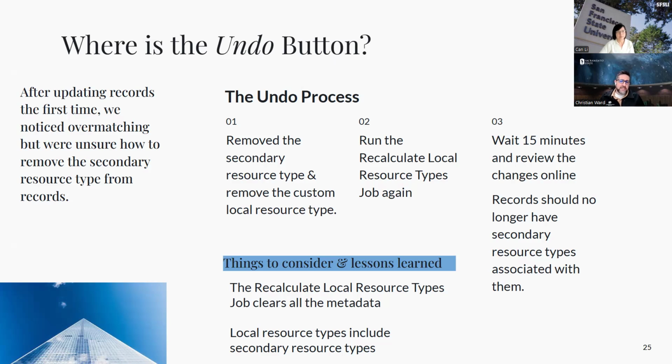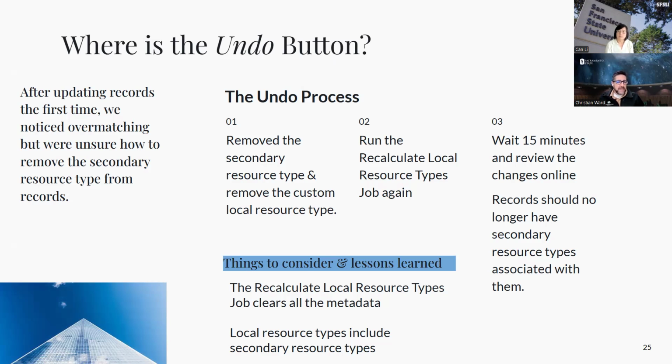So the first thing, we have to understand a little bit about how things are being updated. There's a job that runs to update your records, the recalculate local resource type job. And what this does is it starts by looking at all the local resource types and secondary resource types, kind of contrary to what the job name says. It also includes secondary resource types. And it looks at all the rules you have defined, and then it tries and updates that bit of data as it runs through each of those rules.